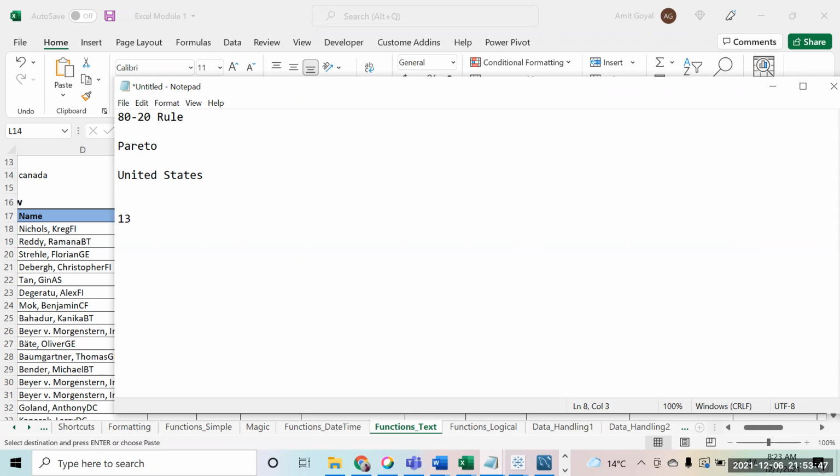Now if I find where that space is coming, and from the overall length I subtract the space, which is at the 7th position, 13 minus 7, what will I be getting? I will get 6. And these are the number of letters that I have in this.